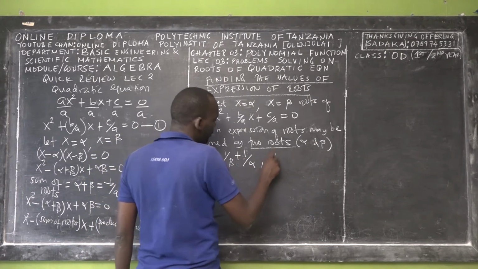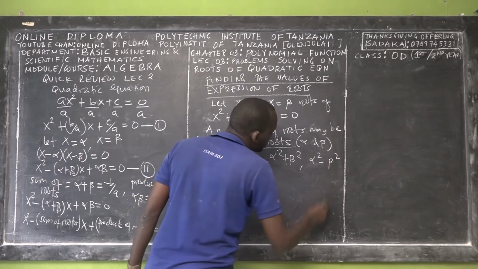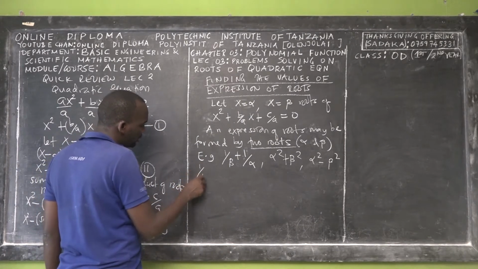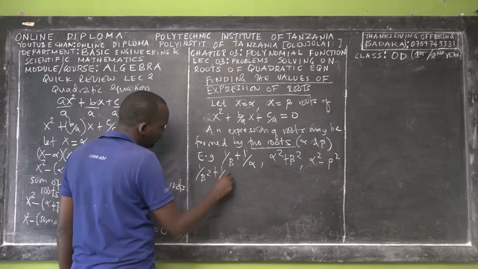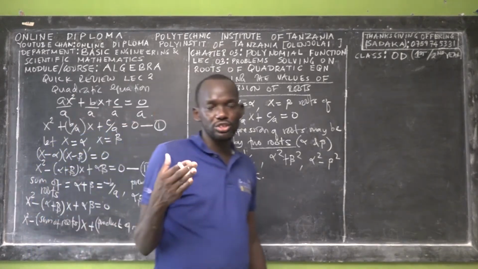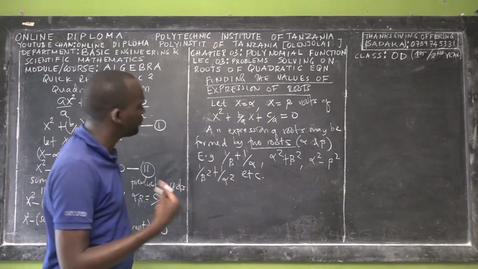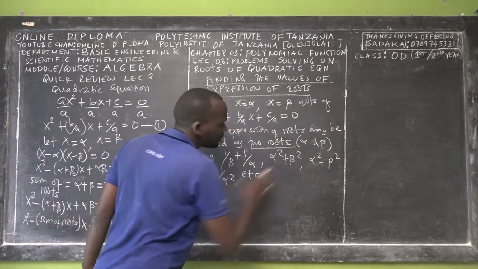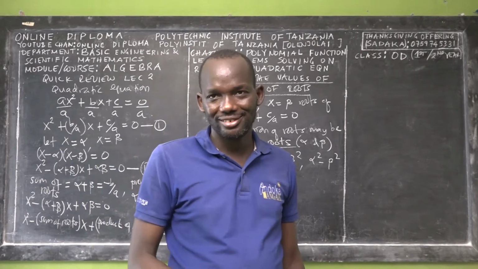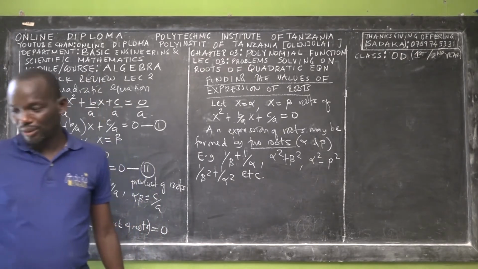Or find the values of alpha square plus beta square, or maybe beta square minus alpha square, or possibly 1 over beta square plus 1 over alpha square, etc. So these are what we call algebraic expressions of the roots. So it depends on what you've been given in the question. We did 4 examples and we left the homework for you. I believe that the homework was very simple.